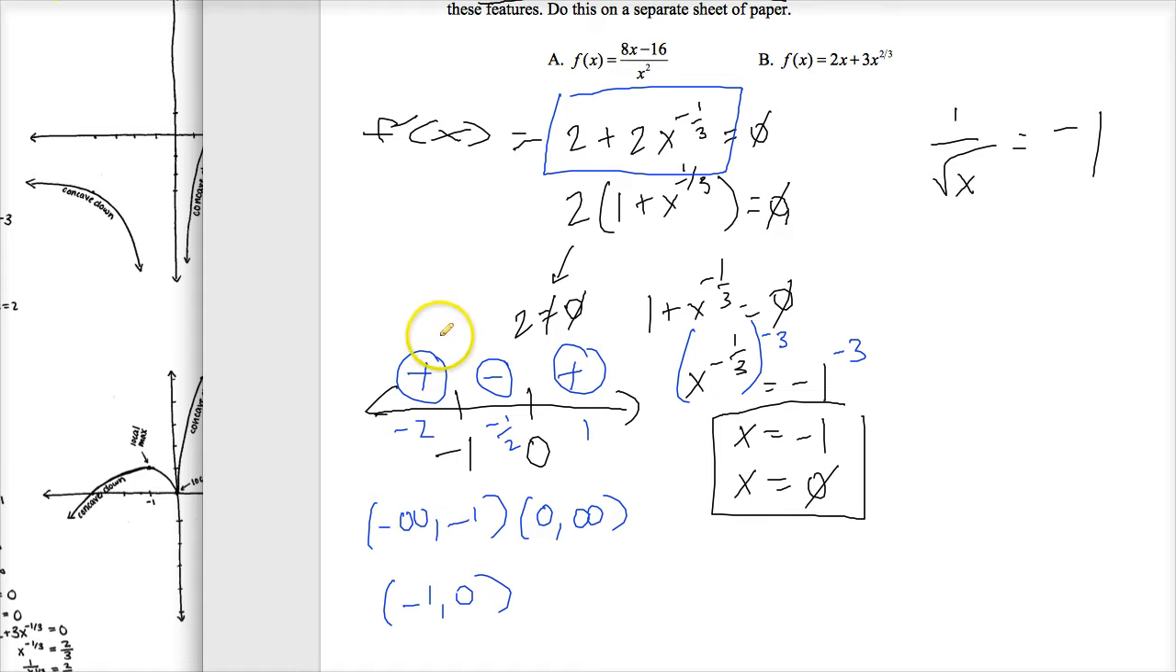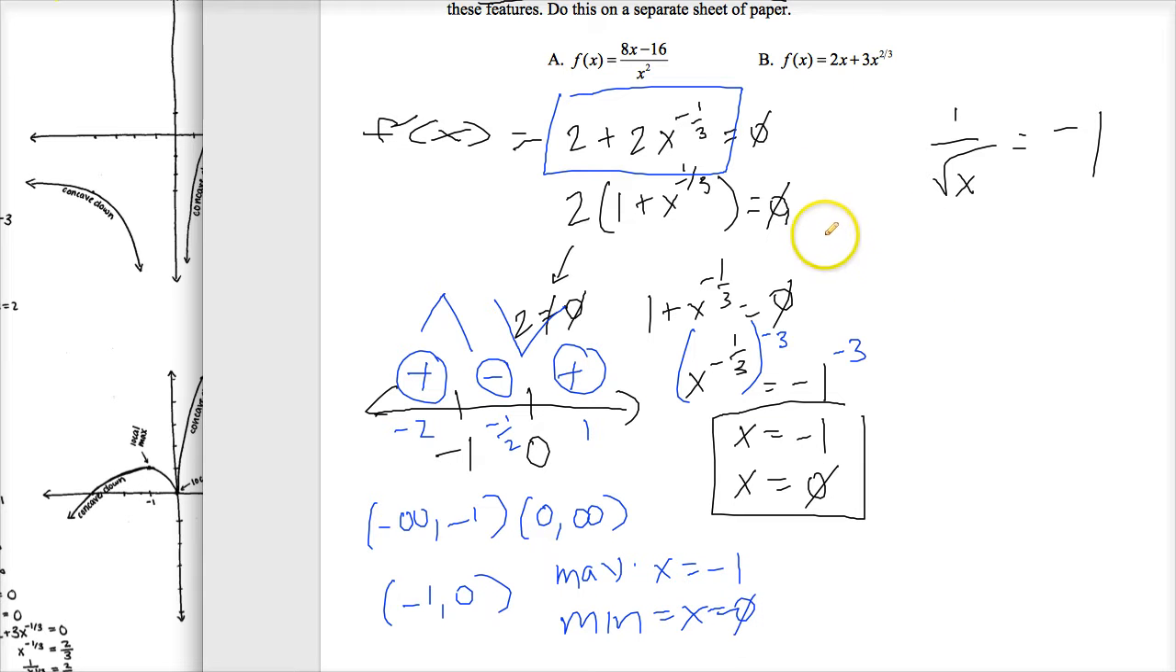How do you know if it's a local max or min? See here, the slope is positive, and all of a sudden the slope turns negative. That tells me I have a max at negative 1. If I have minus going to plus, like my slope is negative and then turns positive, that tells me I have a local min. So max at negative 1, and min at 0.